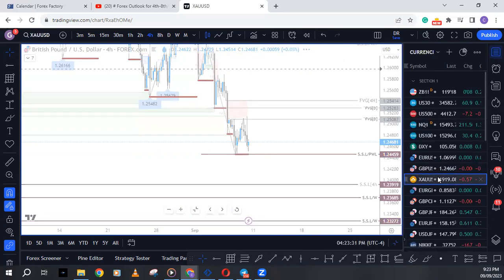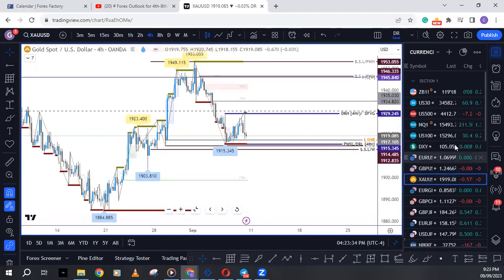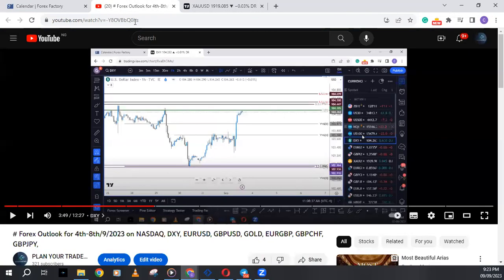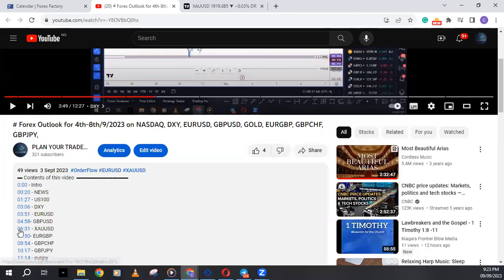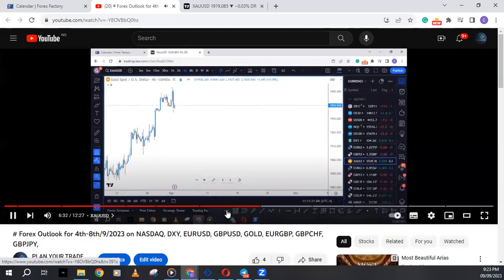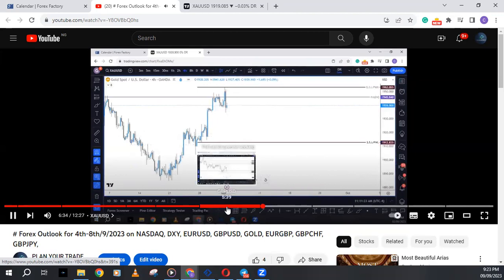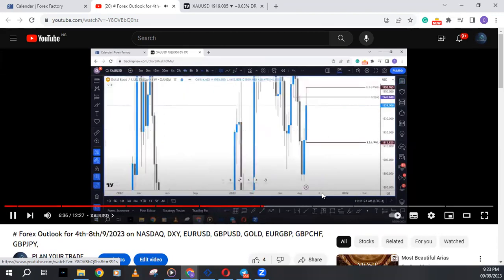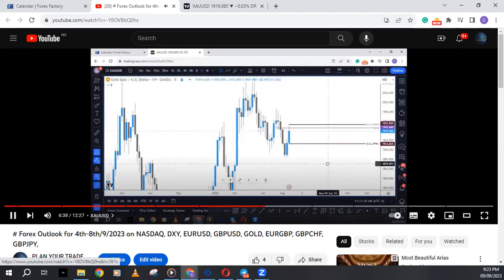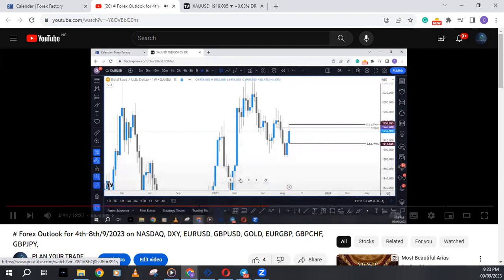The next one we're going to look at is gold. So looking at gold, let's look at what we had on gold for last week. If we look at it long term, it seems to be slightly moving to the downside.